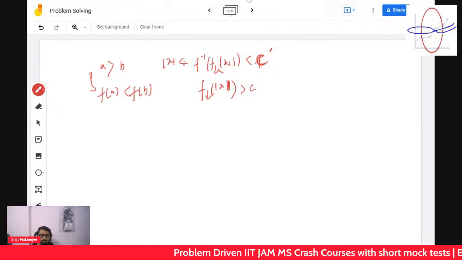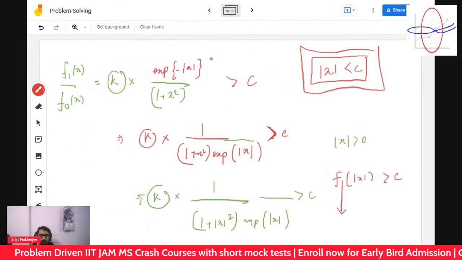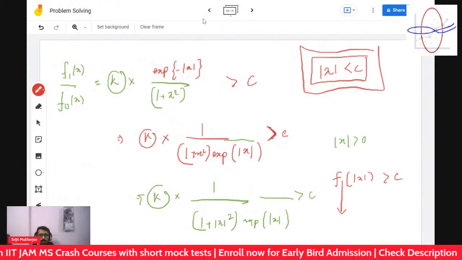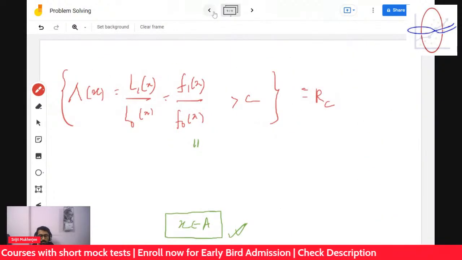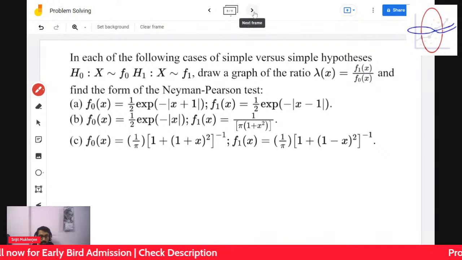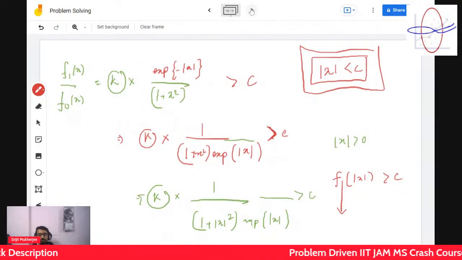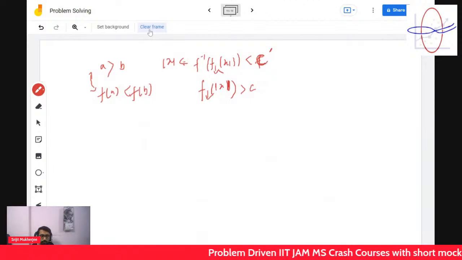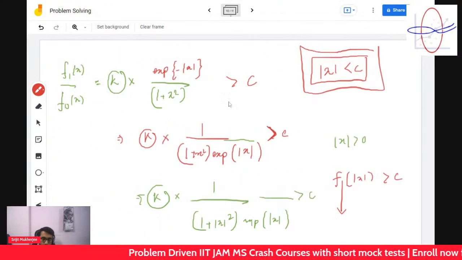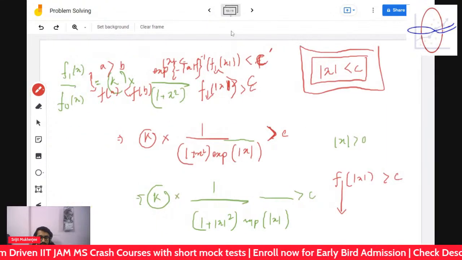Yes. That e to the power minus of mod x was in the denominator, no? No. Oh, right. Yes. Oh, I have made a terrible mistake. Thank you. Okay. So I have made this mistake. So let's.